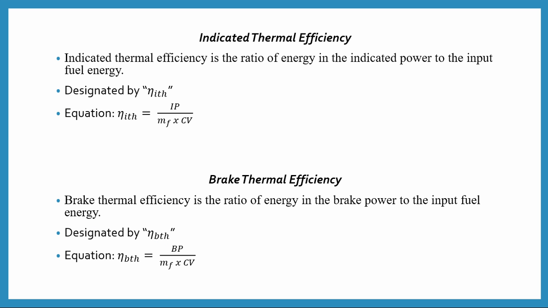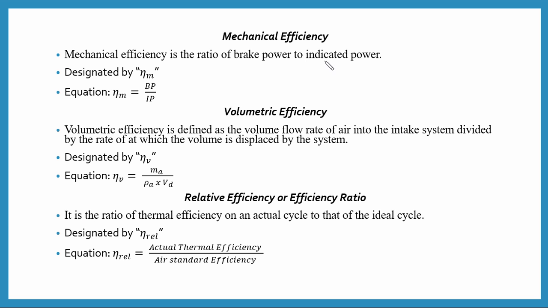Next is mechanical efficiency. The mechanical efficiency is the ratio of the brake power to the indicated power, and this is designated by eta M, and the equation is eta M equals BP by IP.